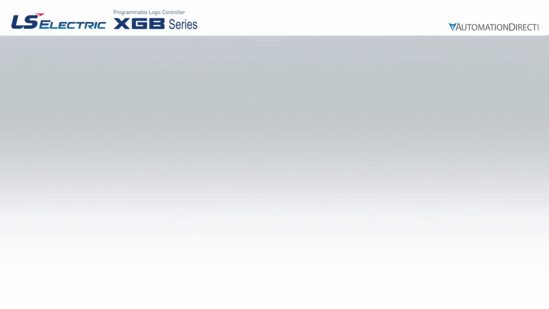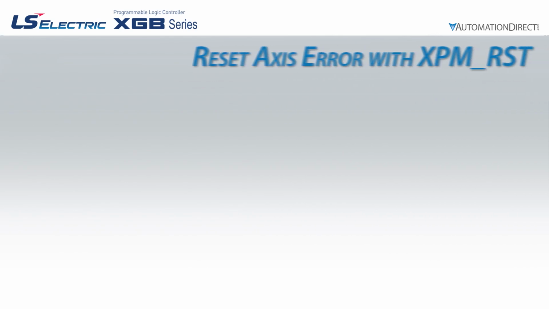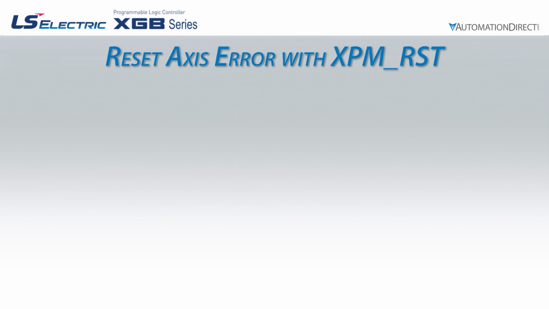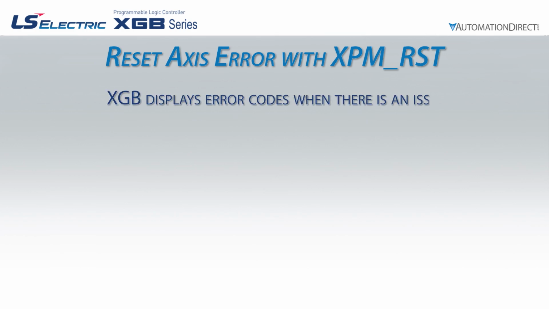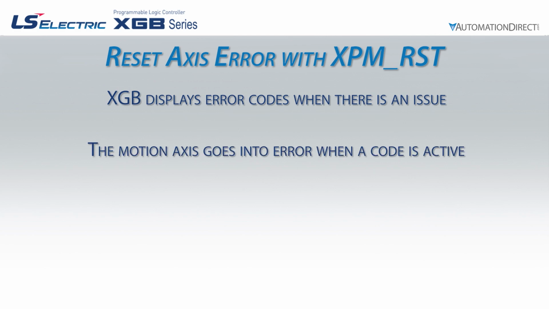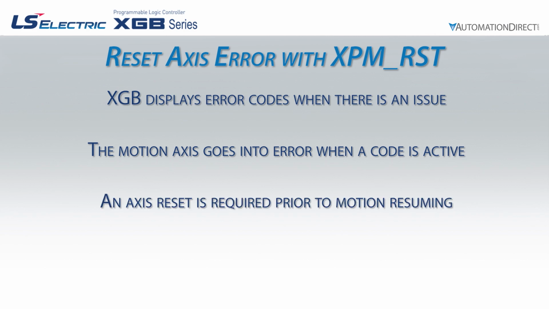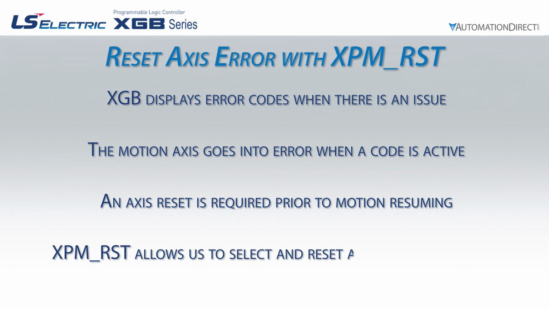In any motion application, there will be times that things don't work correctly. The XGB PLC uses error codes to identify issues with the motion system either prior to or during a move. Perhaps the position data table settings are incorrect, or an emergency stop instruction has been called. Whatever the cause of the issue, once it has been resolved, we will need to reset our axis prior to resuming motion. The XGB PLC uses the XPM RST function block to accomplish this.